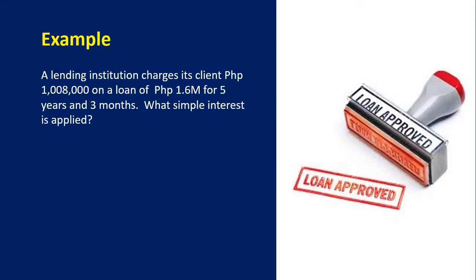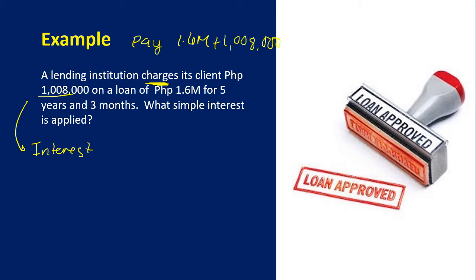We have this problem. A lending institution charges its client 1,008,000 on a loan of 1.6 million for 5 years and 3 months. What simple interest rate is applied? Note that this 1,008,000 is already the interest, because it says that the lending institution charges. Meaning to say, the borrower will pay 1.6 million plus 1,008,000 after 5 years and 3 months. Is that clear?